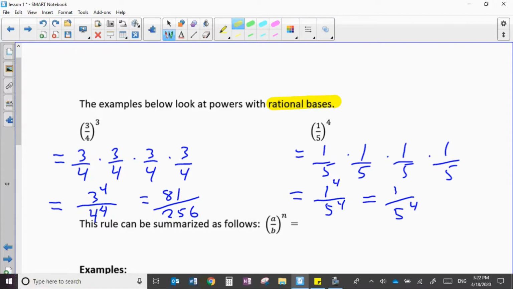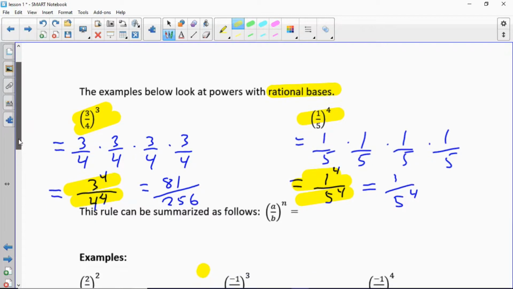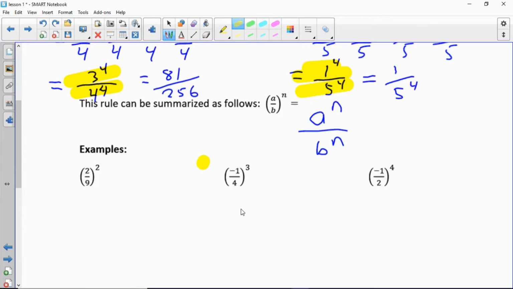What I do care about is you noticing this little pattern, that 1/5 to the power of 4 ended up being 1 to the power of 4 divided by 5 to the power of 4, and 3/4 to the power of 3 ended up being 3 to the power of 3 over 4 to the power of 3. And so you can see for the rule here, in general, a over b to the power of n is equal to a to the power of n divided by b to the power of n. And let's try the examples below.